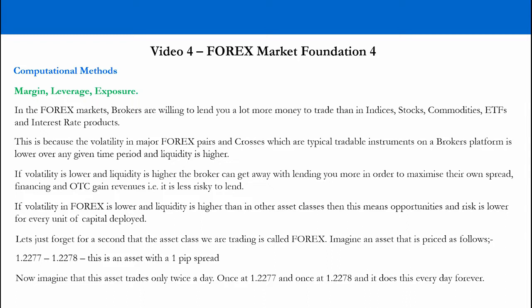And there's a reason for this. It's because the volatility in major Forex pairs and crosses, in the typical tradable instruments on brokers' platforms, is much lower over any given time period, and liquidity is much higher than in any other asset class. If volatility is lower and liquidity is higher, then it's pretty obvious that the broker has less risk, especially if they're taking the other side. So they can get away with lending you more in order to maximize their own spread.